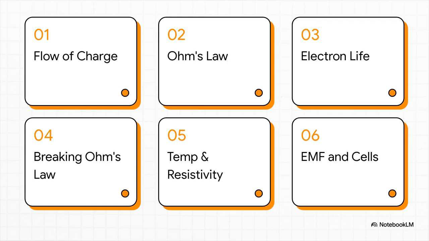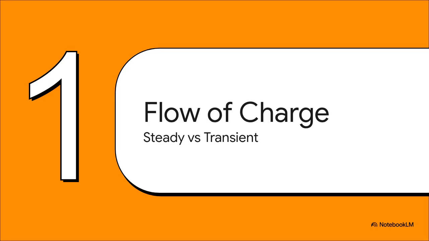Okay, here's our roadmap. We'll be looking at the flow of charge, Ohm's law and resistance, the secret life of electrons, breaking Ohm's law, temperature and material resistivity, and finally, powering up, EMF and cells. Let's get right into it. Section 1. The flow of charge, steady versus transient currents.